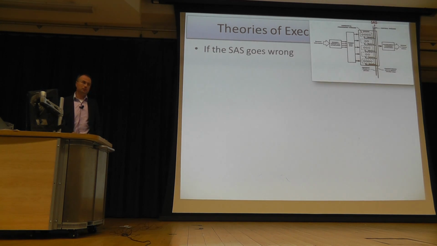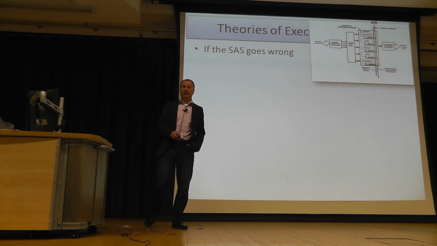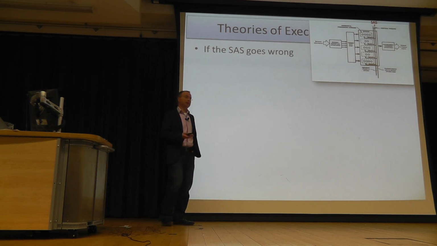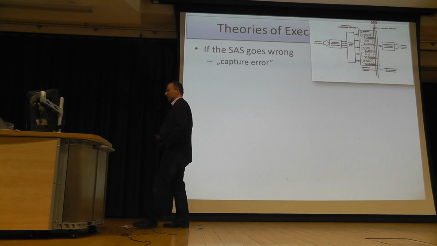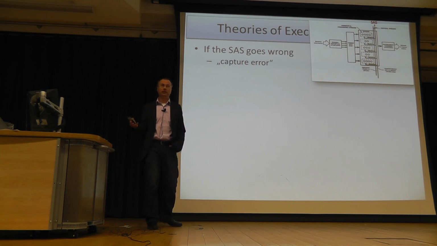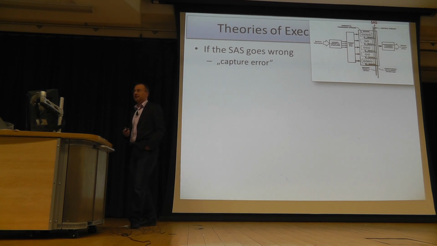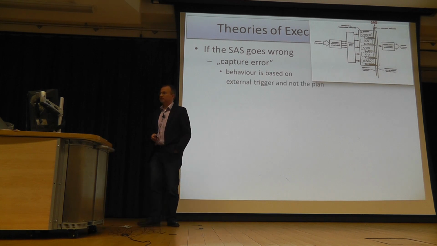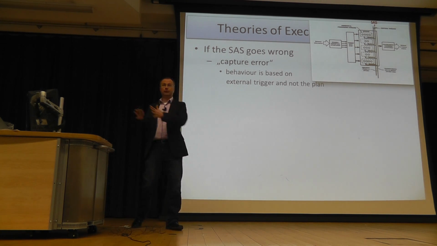Okay, but even without lesions in the brain, we often have situations where the SAS doesn't work perfectly. We can see a couple of everyday errors which happen to us, which can be explained in this context and model of the SAS. For instance, capture error, where the behavior is based on an external trigger and not the plan. What I mentioned before: you intended to do that, but were distracted, and then you follow that different plan.